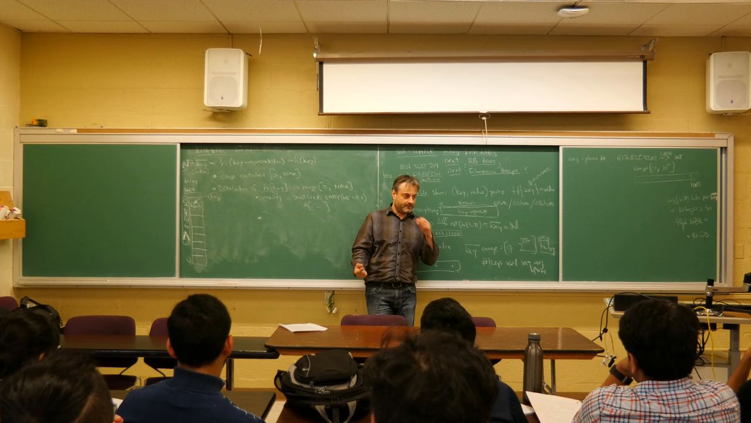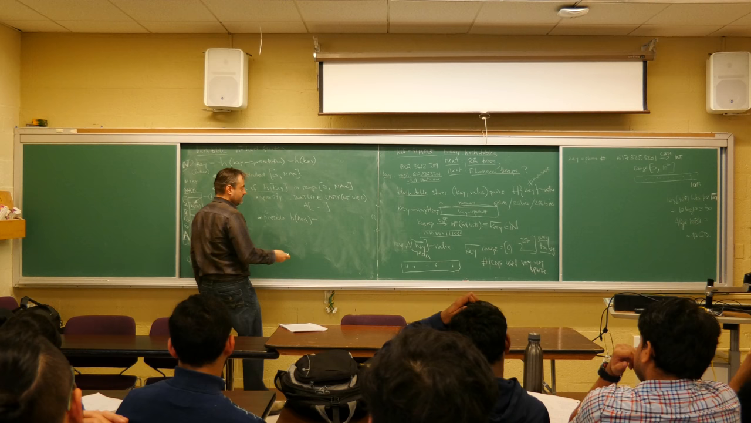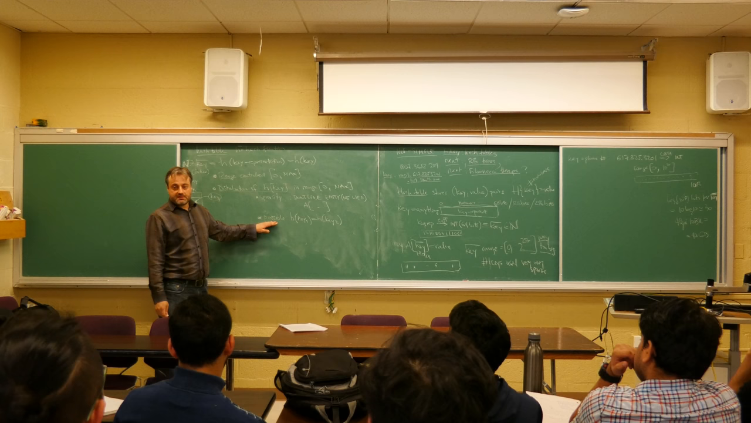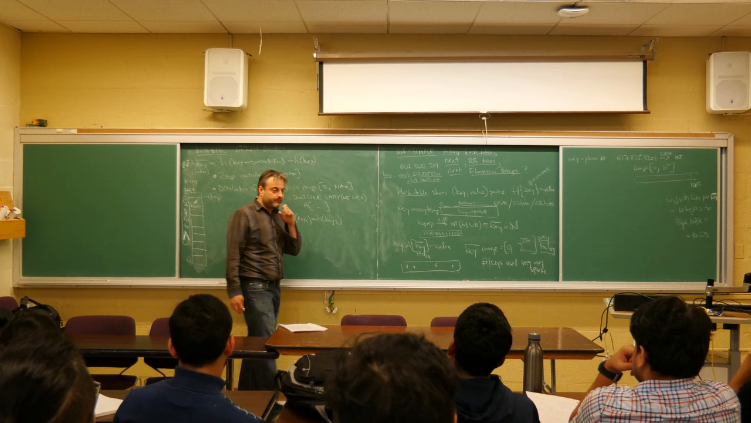But in here, it's possible that H of some key one is equal with H of some key two. Possible meaning sometimes it's not possible by design. Sometimes people design a hash function that will never have this property. That's good. Sometimes we design a hash function that may have this. This is called what? Collision.